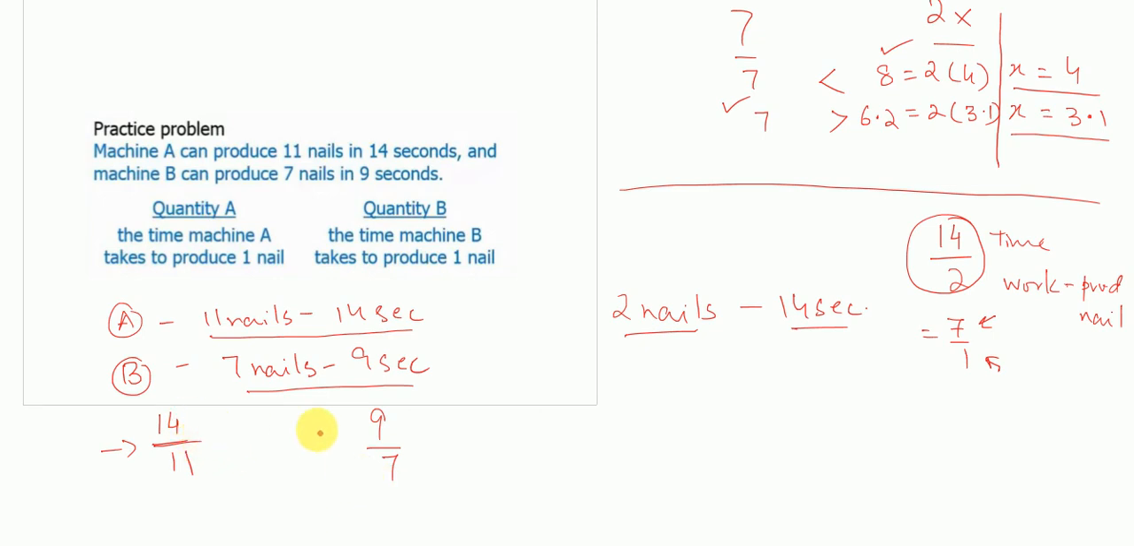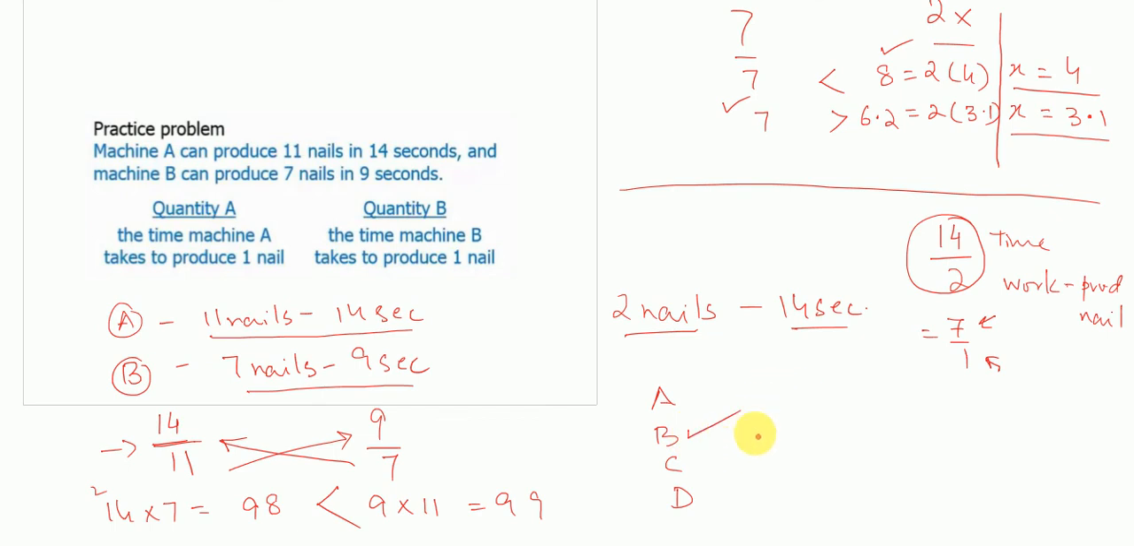Once again, you have 2 fractions. And to solve them, you have to cross multiply. So you'll get 14 multiplied by 7 on the left hand side under column A, and 9 multiplied by 11 on the right hand side. So what is 14 multiplied by 7? 7 times 4 is 28, 7 times 1 is 7, plus 2 is 9, that's 98. And 9 times 11 is 99. Very slight difference between the two, but definitely column B is greater than column A. So from the 4 provided options, the right option here is option B.